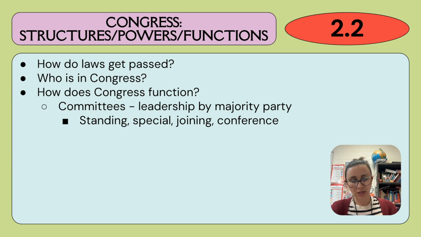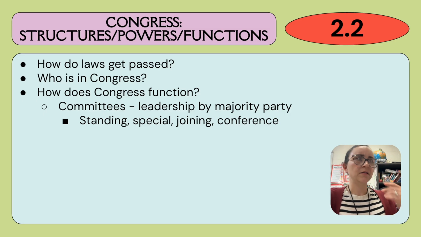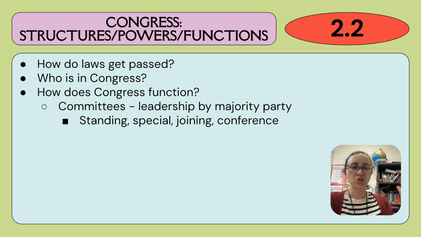Then there are special committees, and those are going to be committees that are just there for a little bit. So they're called to issue their insight on a specific problem. So like a war that we just declared, right?